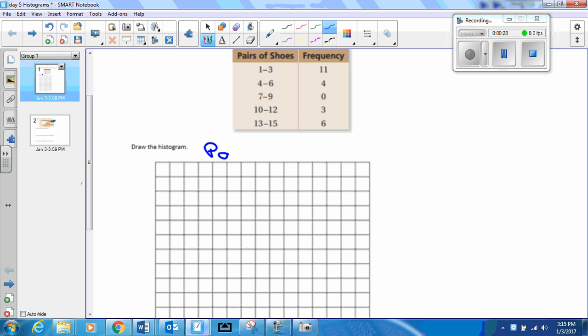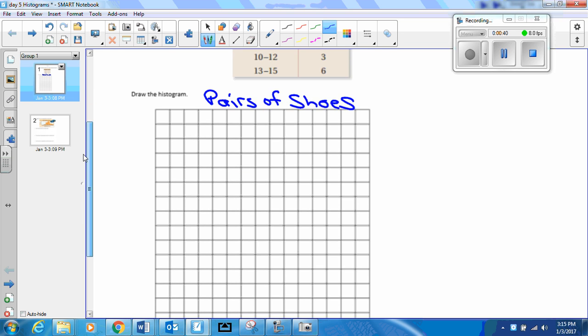So for a title, I'll call it pairs of shoes. The frequency goes on the y-axis. The pairs of shoes, the number of pairs, will go on the x-axis. Our highest frequency is 11. So when I set up my bar graph, or my histogram, sorry, I'm going to go from a high frequency of 12 down to 0.